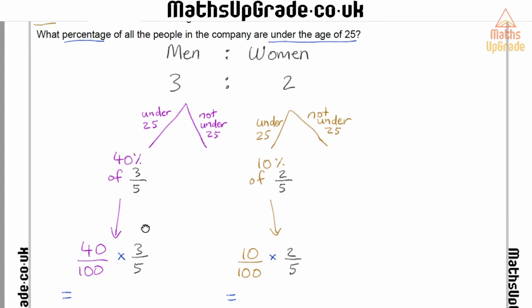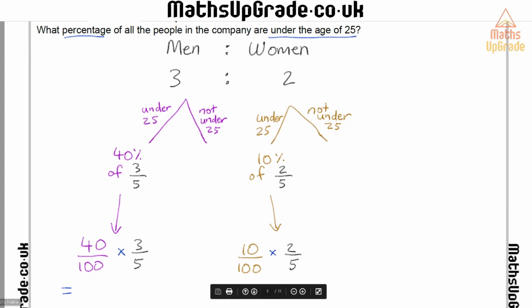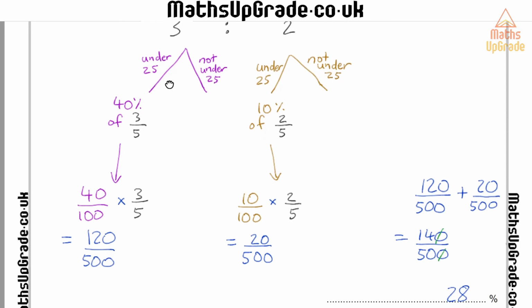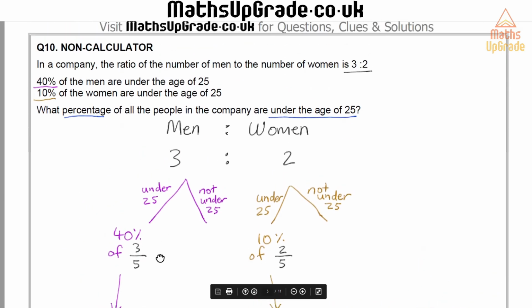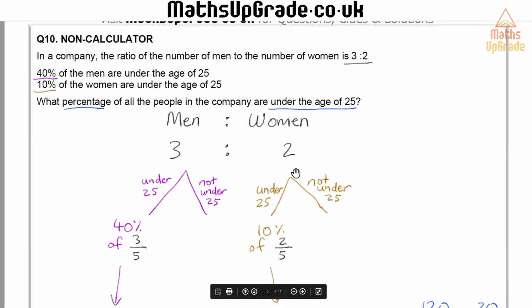So 40% of 3/5 is given by this calculation here. I can work this out by just doing 40 hundredths times 3/5. 40 times 3 is 120, and 100 times 5 is 500. So 120 out of 500. I'm not going to cancel this yet, and you'll see why in just a moment. Now for the women. I know that I've got 2 parts here out of 5 altogether, which represents women.